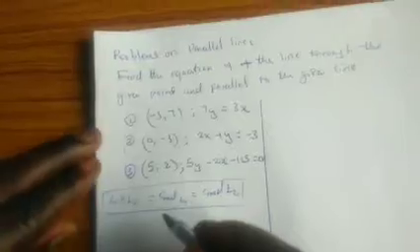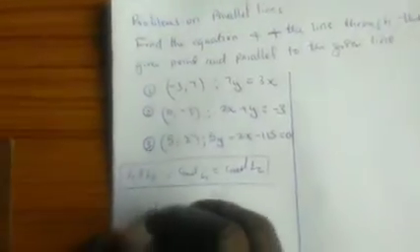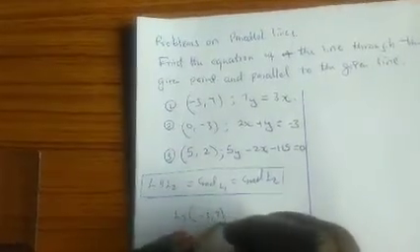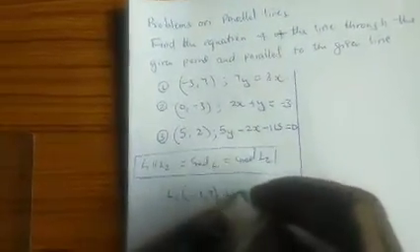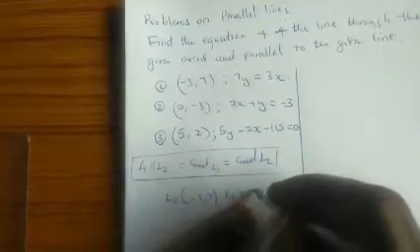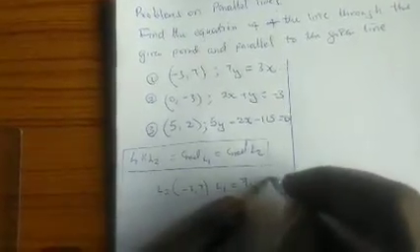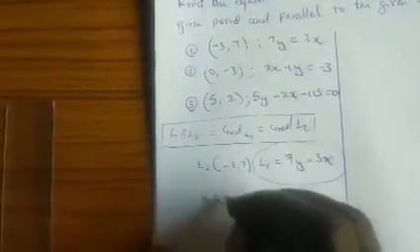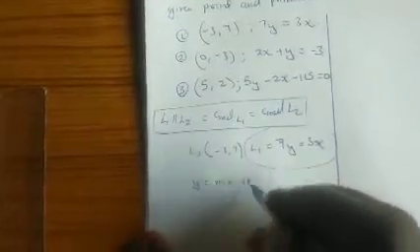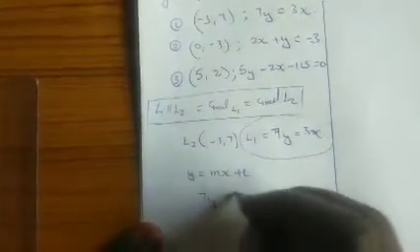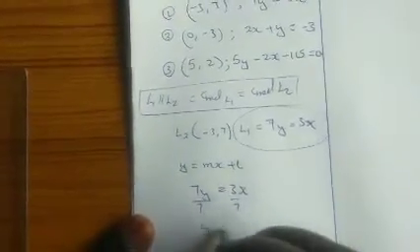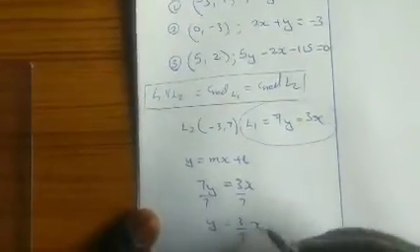We are given that the line L2 passes through the point (-3, 7), and the equation of L1 is 7y = 3x. For us to solve, we must first express this equation in the form y = mx + c. So we have 7y = 3x. We divide both sides by 7 so that we get y = 3/7 x.